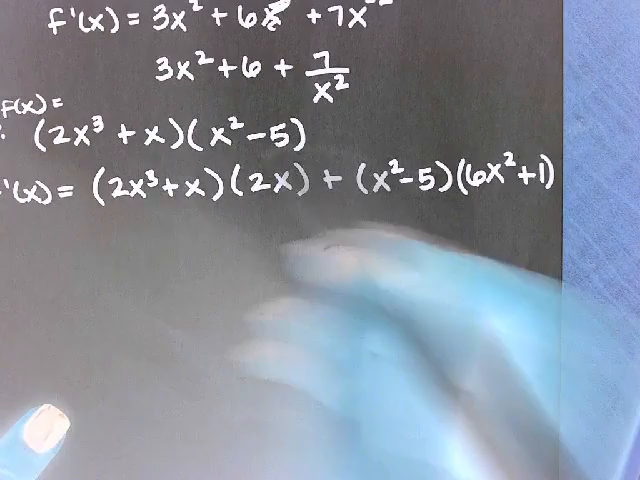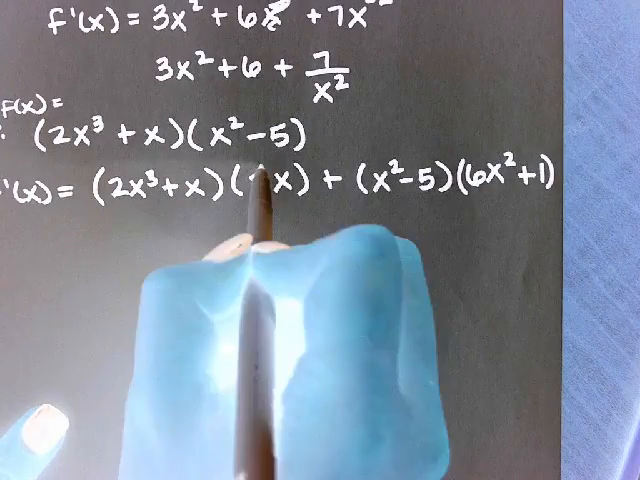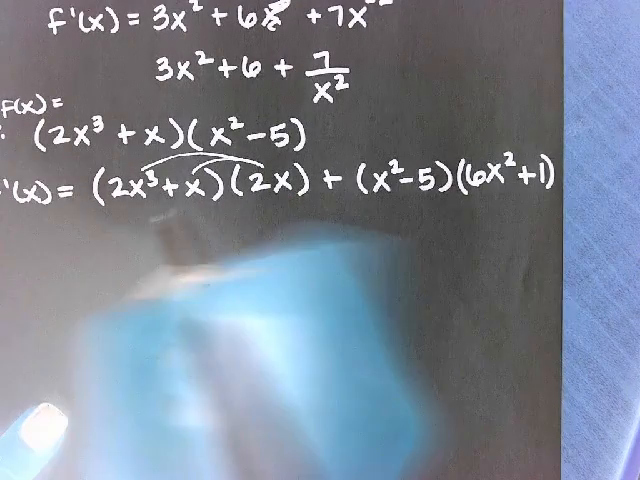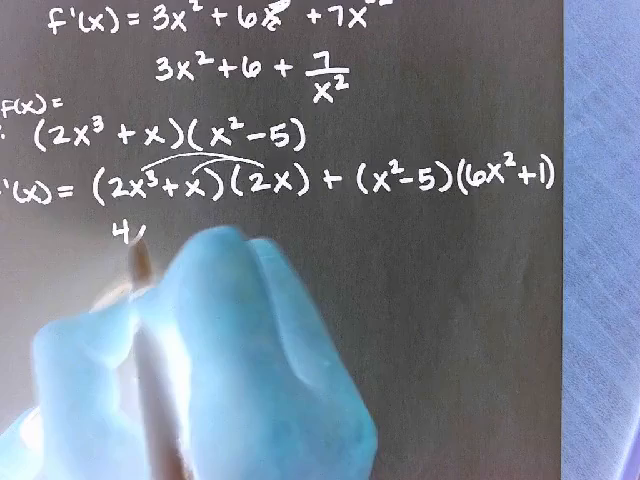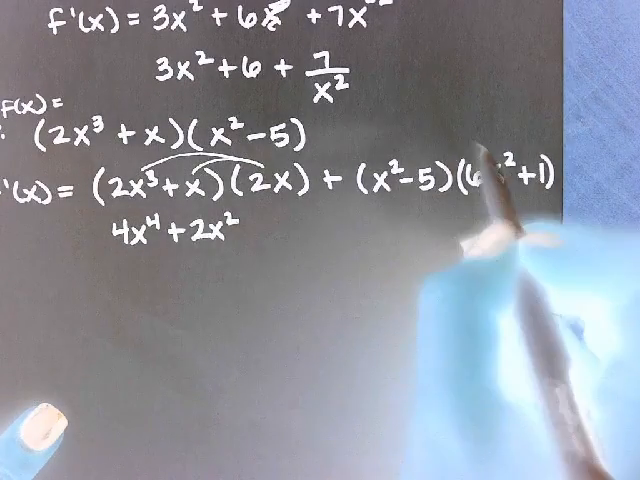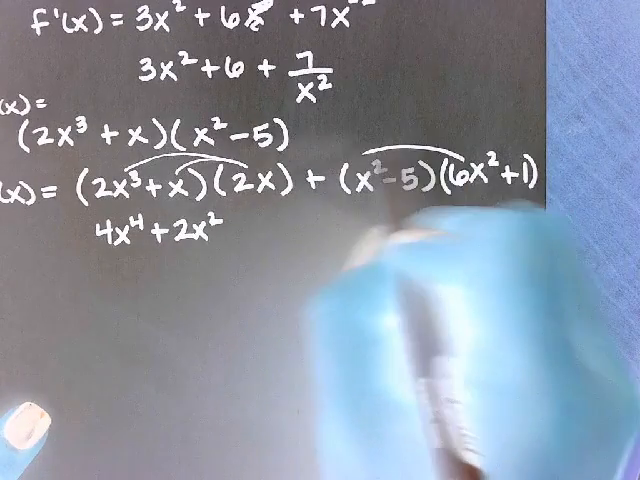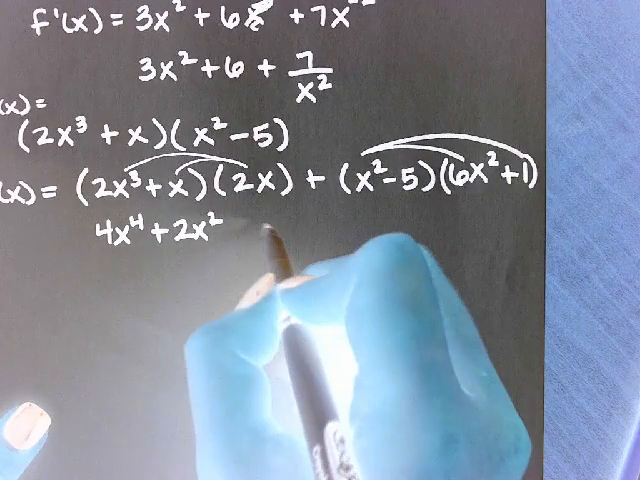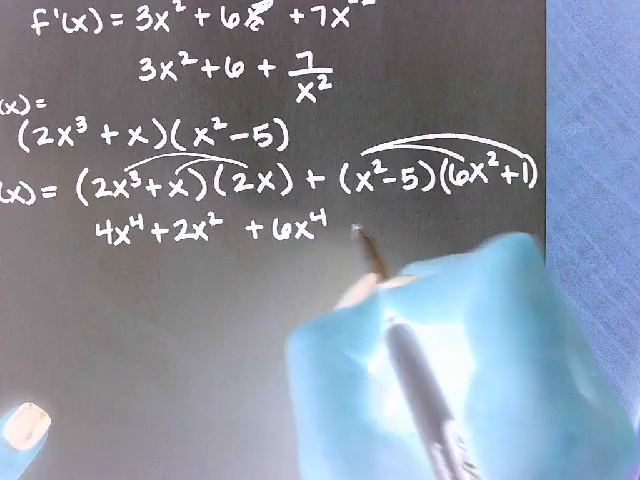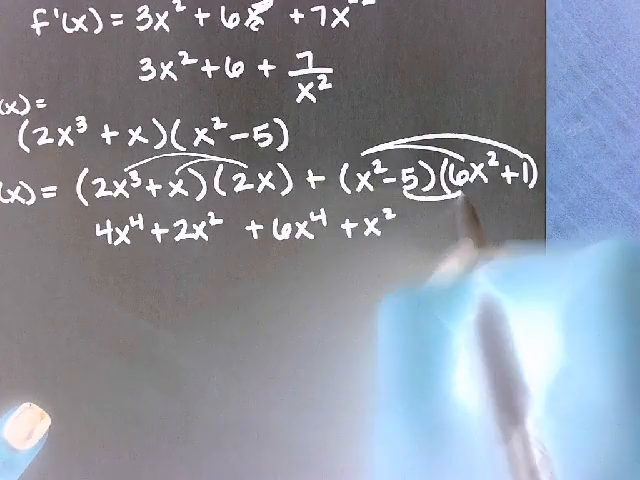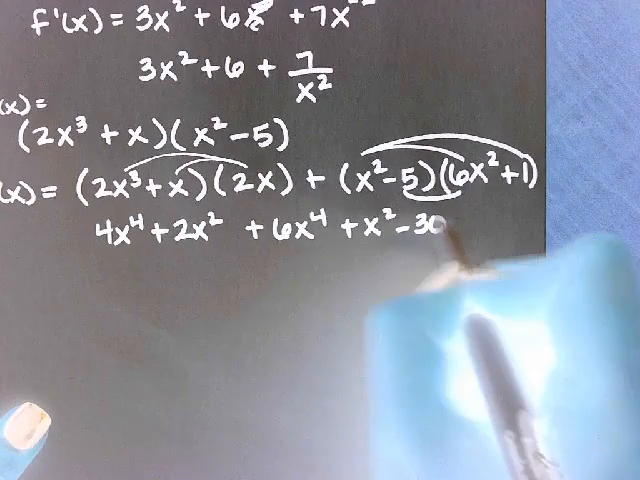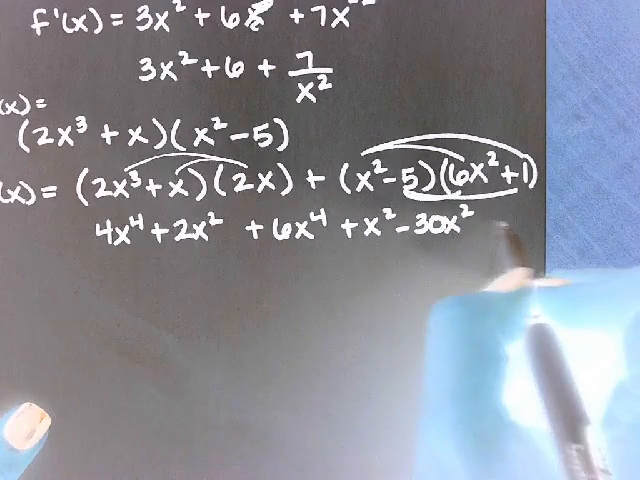Yeah, now we just distribute, clean it up, make it look nicer. So what do I get for the first two terms? 4x to the fourth plus 2x squared. And then this actually has to be FOILed. So what do we have? 6x to the fourth plus x squared minus 30x squared plus or minus 5.